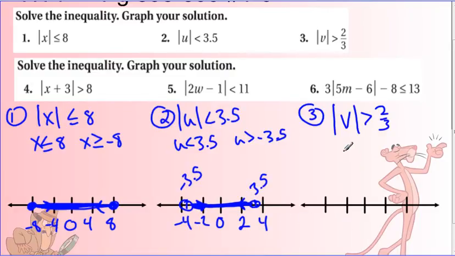Number 3, absolute value of v is greater than 2/3. So v is greater than 2/3, and v is less than a negative 2/3.